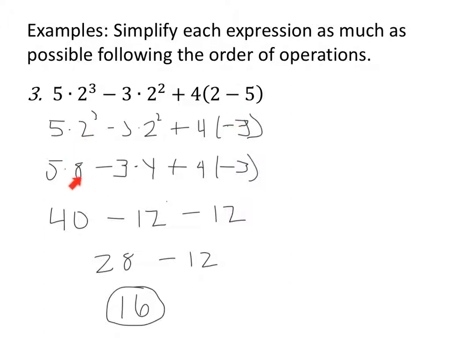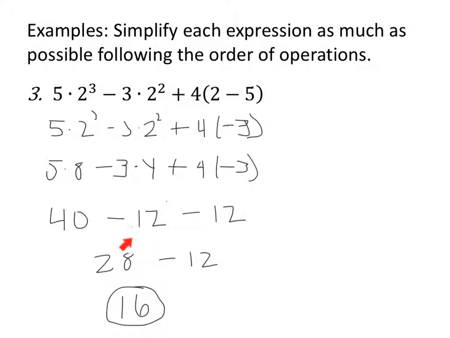2 to the third power is 8. So instead of 5 times 2 to the third, that's 5 times 8. Minus 3 times 2 squared is 4. So I take care of my exponents, simplify those, leave everything else alone. And now I multiply. 5 times 8 is 40. Minus 12. A positive 4 and a negative 3 is negative 12.